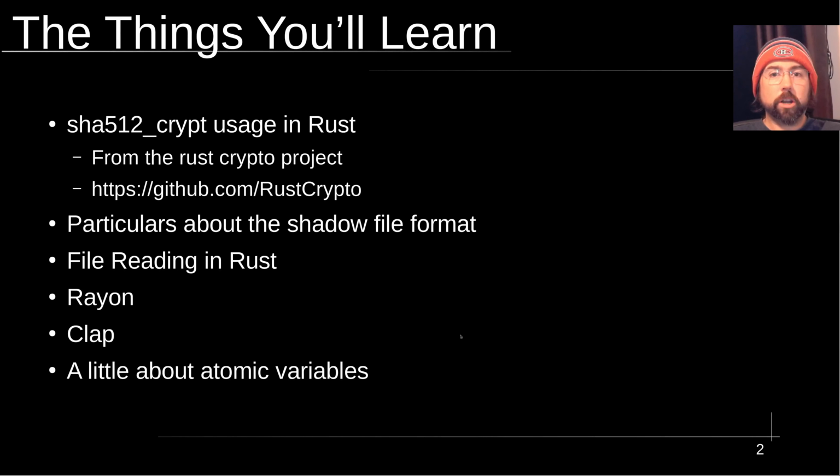So the things you're going to learn if you follow along with me today are, first off, you'll learn about the SHA512 Crypt algorithm usage inside of your Rust programs. This function is provided by the Rust crypto project, and you can find links to everything that I'm going to show you in the description below.